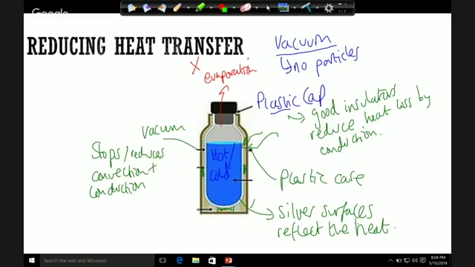So all those things associated with the vacuum flask, be aware they are commonly 6-mark questions, or at least multiple marks for these kind of things. So do try and write down all of these things to help you remember how they keep things hot and or cold.